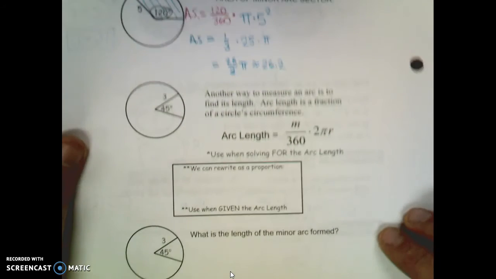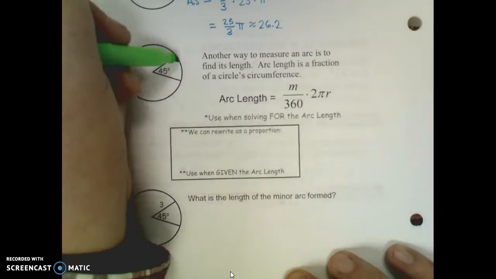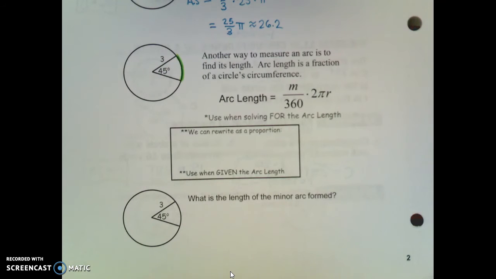Arc length, the second half of this, works really the same exact way. Another way to measure the arc is to find its length. So we're not talking about the arc measure anymore. There's always 360 degrees total in a circle for that. With arc length, I'm actually talking about the physical length in a unit like centimeters, inches, or something like that.